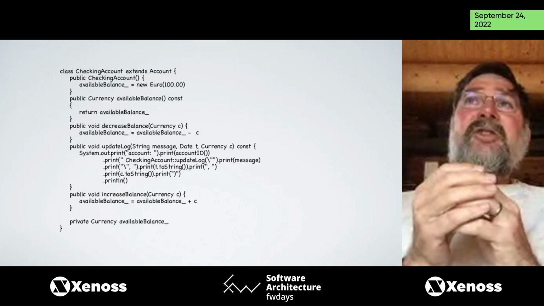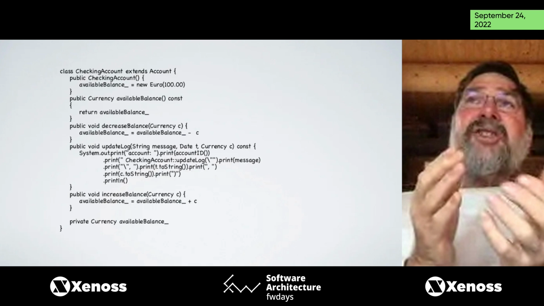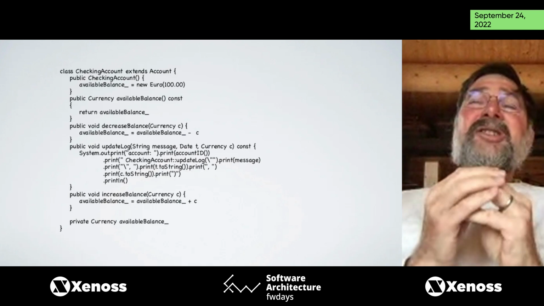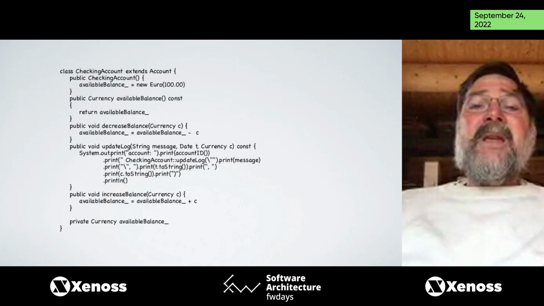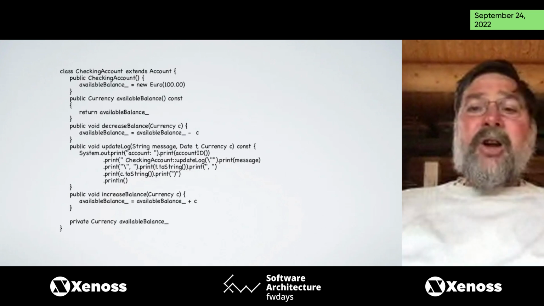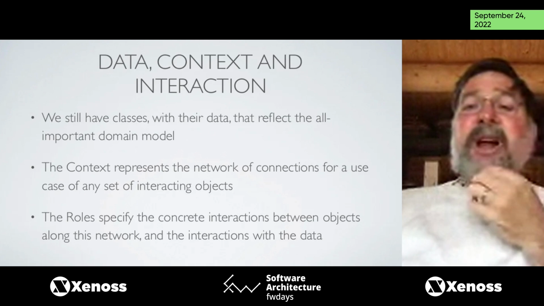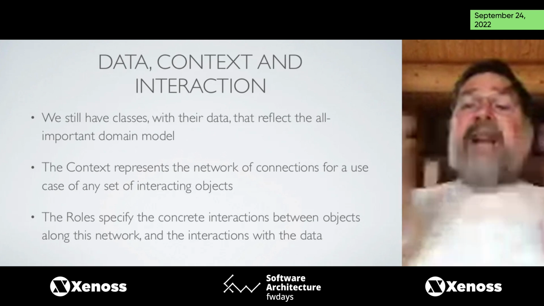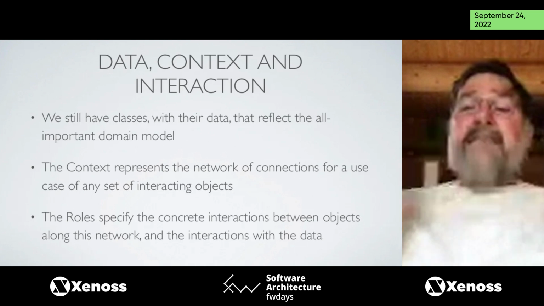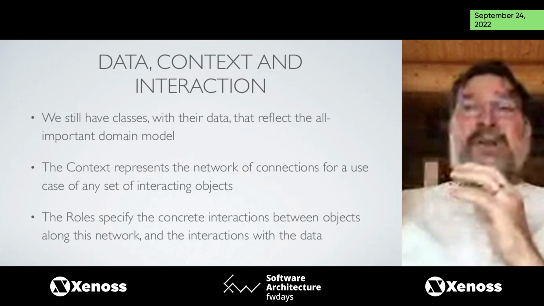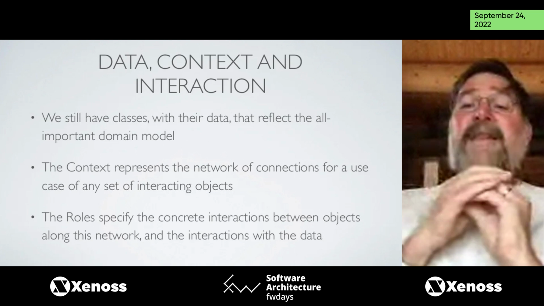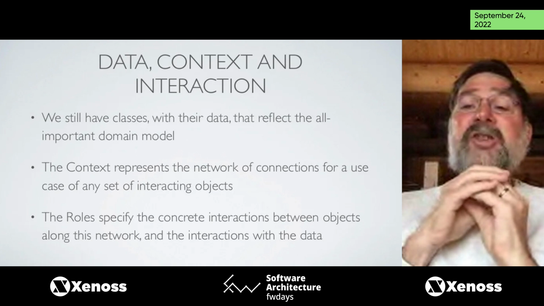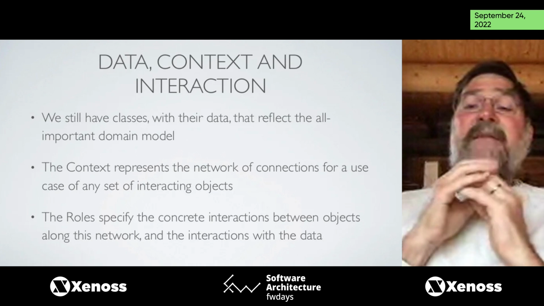There's no data in a use case. There's no branching in a use case. They're data flow. So this is how business people think. And this style of programming better matches their expectation. So in DCI, we still have classes with their data because the domain model in the neighbor sense is very important. And the context represents the network of connections for use of interacting objects.